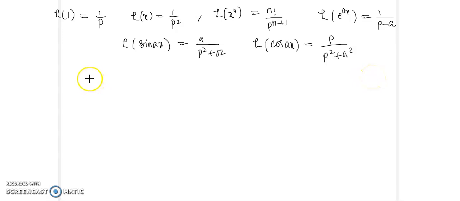Let us see the Laplace transform of a few functions in today's class. So find the Laplace transform of the following functions.